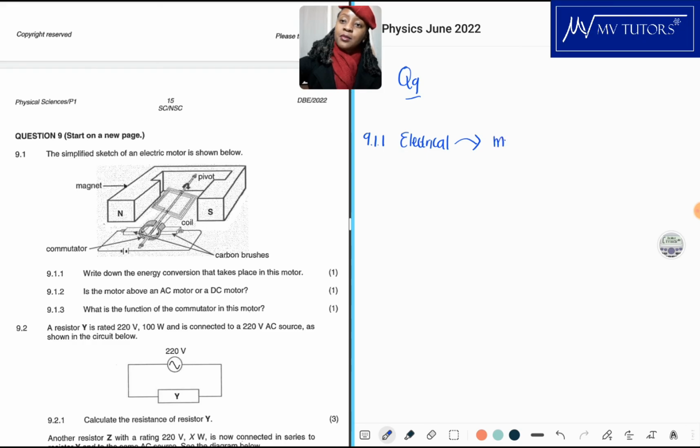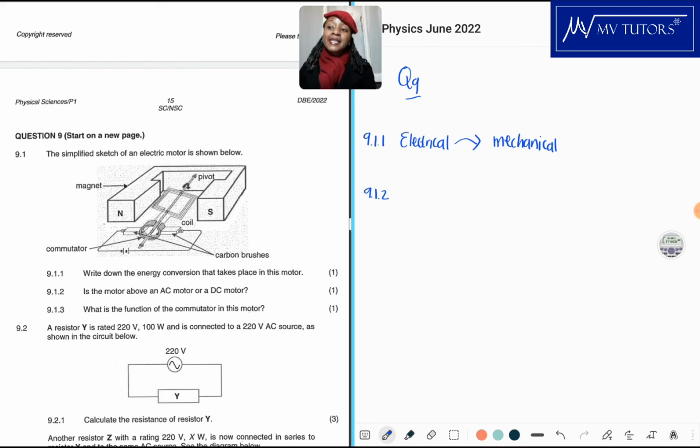Okay, to mechanical. And then 9.1.2. Now, is the motor above an AC or a DC motor? So how do we tell the difference? Here we have a commutator. If you have slip ring commutators, basically slip rings, then you would have an AC motor.